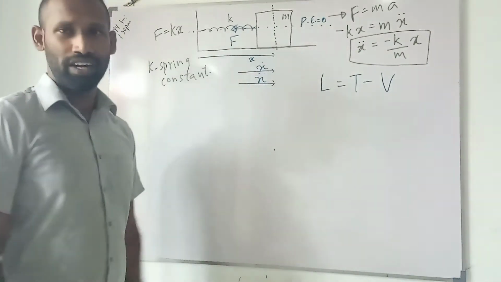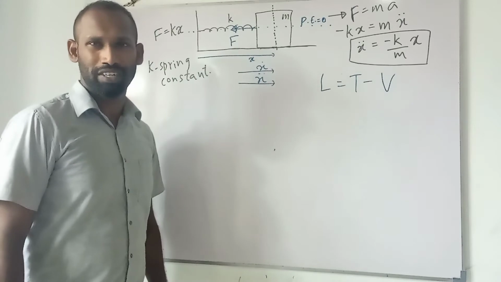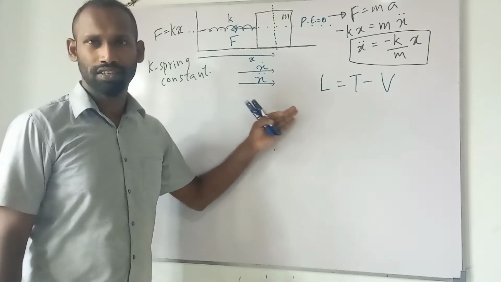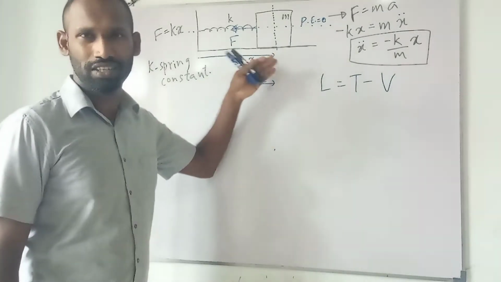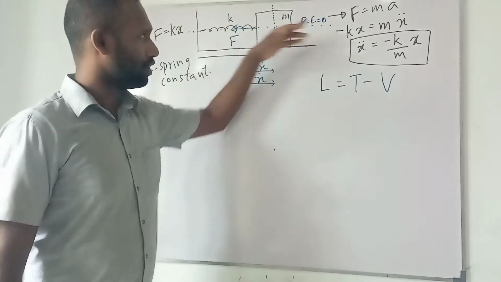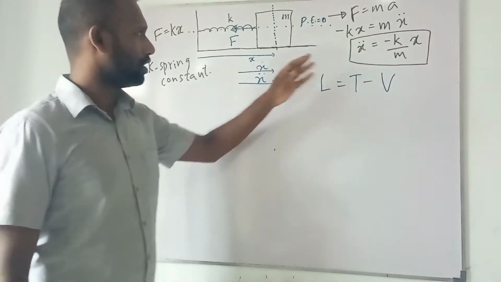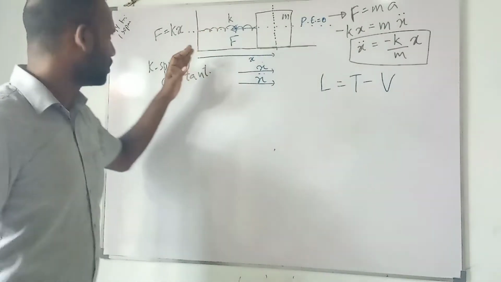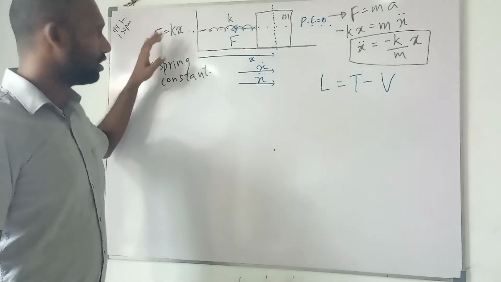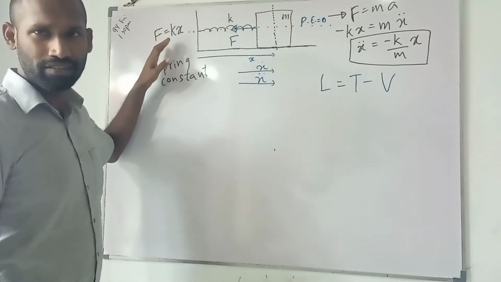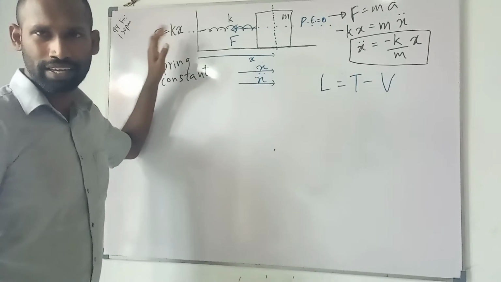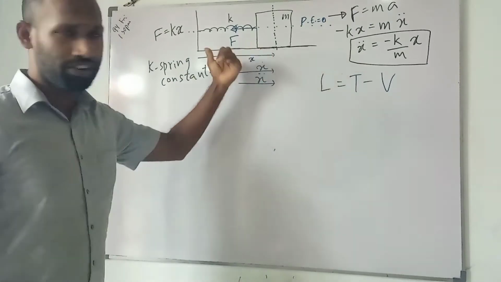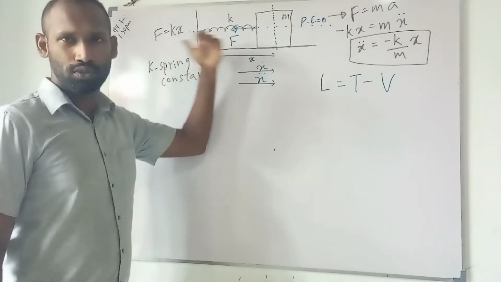How to apply Lagrange for this mass spring system. So, first we apply F equals ma for this mass spring system. We know that this is a spring, so the force acting on this spring is F equals Kx, where K is the spring constant. Here F acts opposite to this motion.